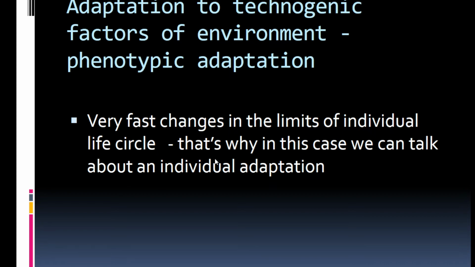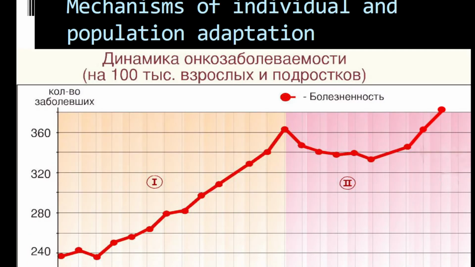an individual life cycle. That's why in this case we can talk about an individual adaptation, or phenotypic adaptation, during one individual life cycle. Each of us adapts to the external environment during our life cycle, and it means our individual or our phenotypic adaptation. What is the result of this adaptation? The result is very good, or very well, or not. The quality of our health depends on this.